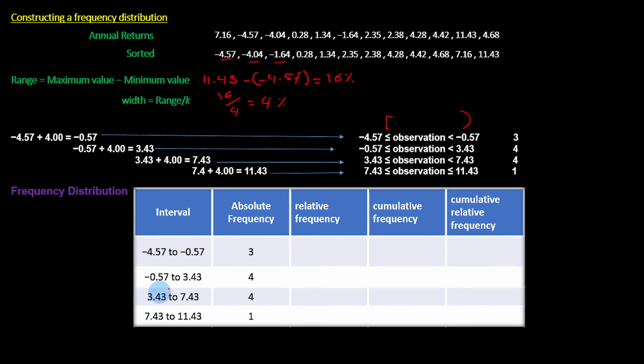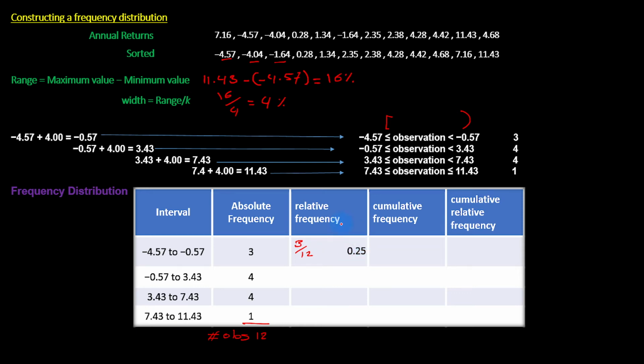And if we add up all the observations, what are we going to get? We're going to get the total number of observations, which is 12. Okay, now let's talk about the next column, relative frequency. Relative frequency is just telling us what percentage of observations are in each interval. In the first interval, that will be 3 divided by 12, which is 25% of the observations.